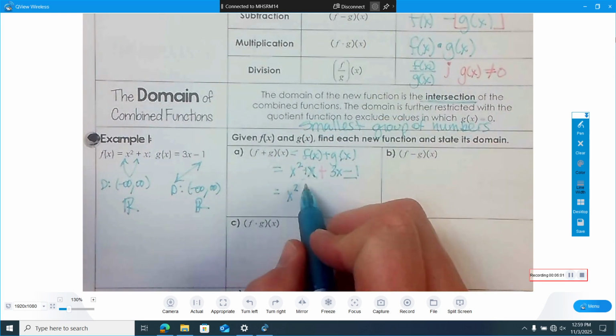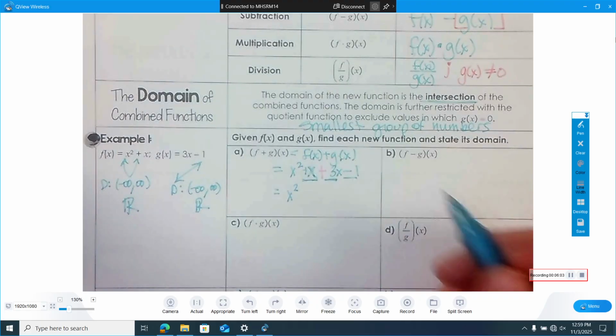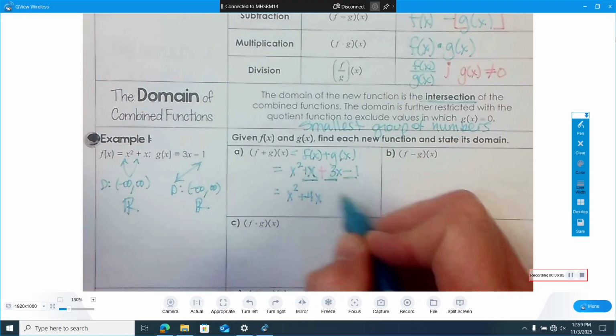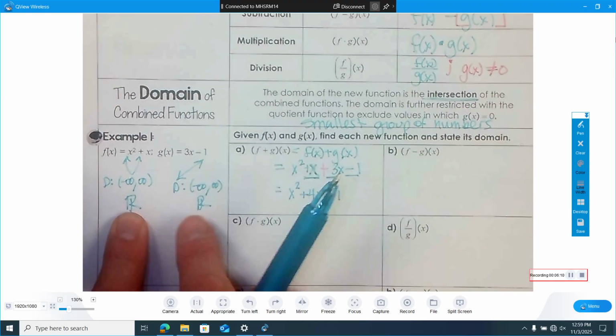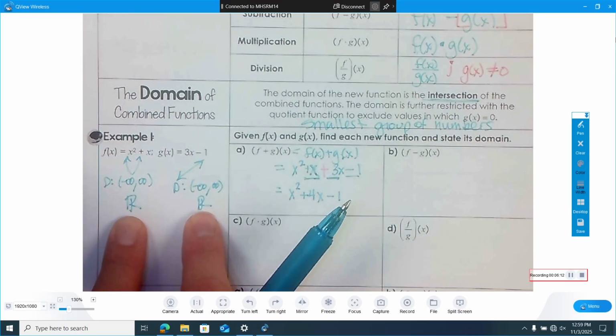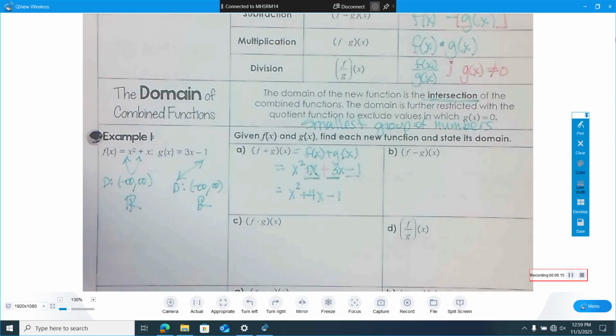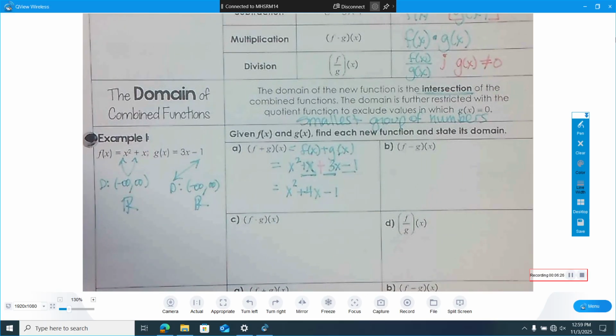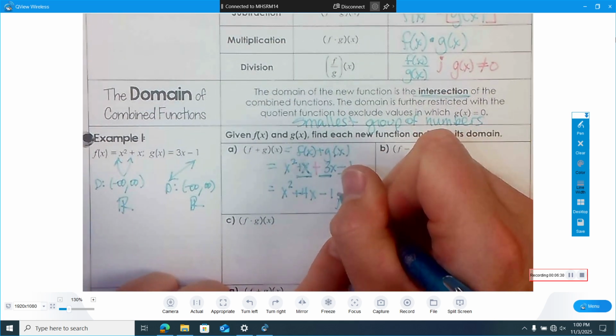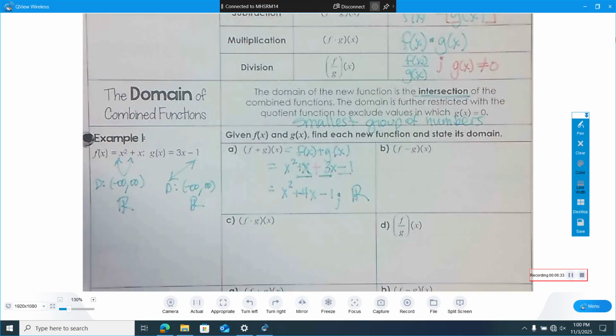Okay, so now we got 1x plus 3x's is 4x's. There we go. That's better. And then minus 1. If the domain is all real numbers for both of these, and then we add them together, is it still just all real numbers? It should be. Also, what's the shape of this graph? Parabola. Still a parabola. How far left does it go? And how far right does it go? Okay. So again, the domain then is just all real numbers.